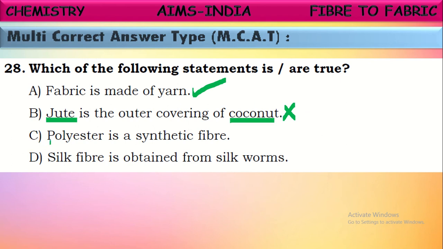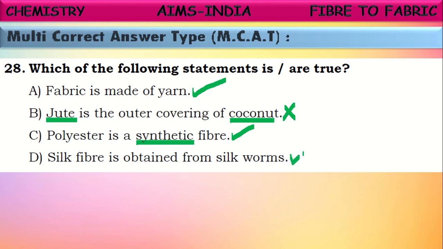Next one, polyester is a synthetic fiber. What is meant by synthetic fiber here? The fiber which is prepared by human beings in the laboratory by using chemicals is called synthetic fiber. So one of them is polyester. Polyester is prepared in that way, from chemicals in the laboratory. So it is a synthetic fiber, which is also called artificial fiber. That's correct.